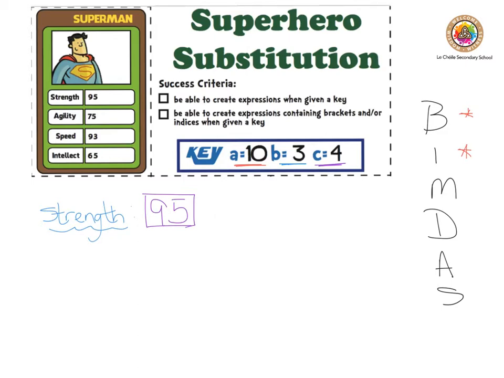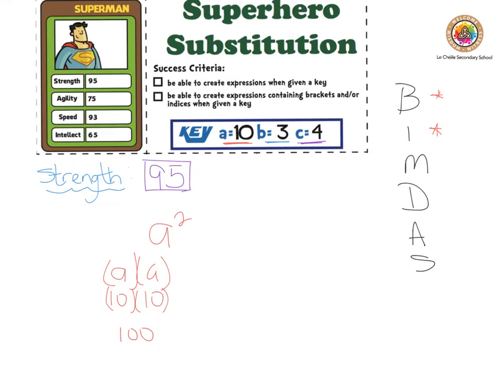Now if I look here, A is 10. So A squared would be 10 by 10, wouldn't it? So if I write out, first of all, A squared, because I know that A squared is A bracket A, which is 10 bracket 10. So that's 100. That's my 100 here. So I know I want to get to 95.